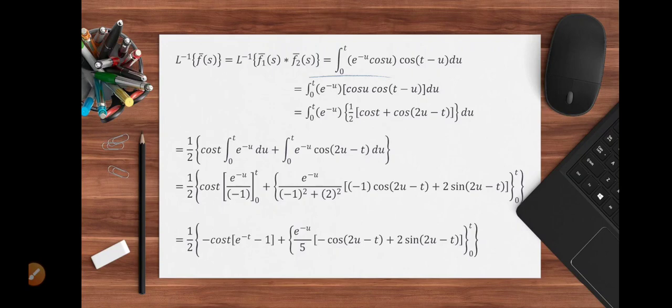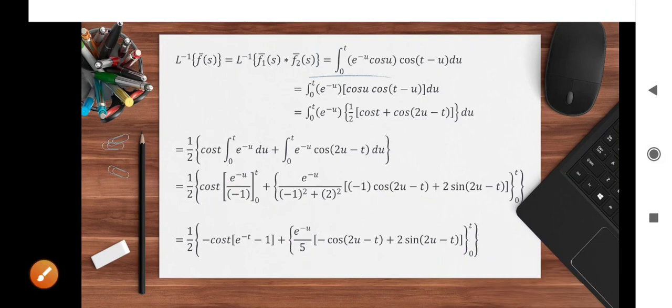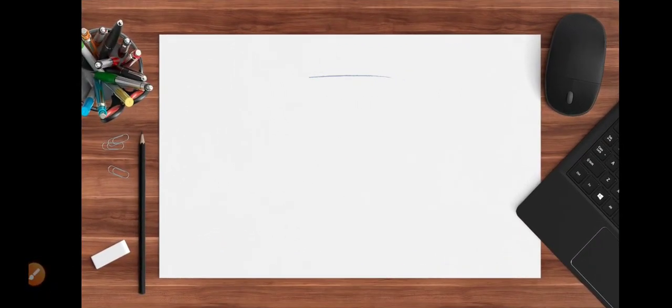So the denominator minus 1 goes with minus cos t, and substituting upper limit and lower limit for this term, we get e raised to minus t minus e raised to 0, that is 1. Here minus 1 square is 1, 2 square is 4, so it is plus 5. And here for this complete term you have to put upper limit and lower limit to get the next step in simple form. So we get 1 by 2, which is the multiplier for both the terms inside the outer curly bracket.